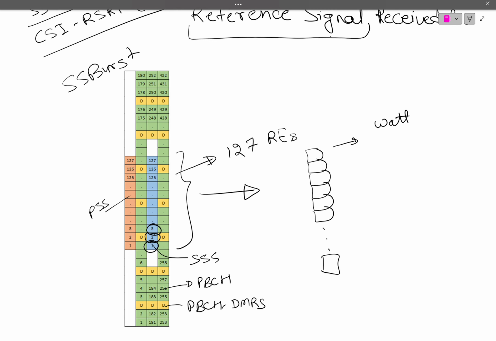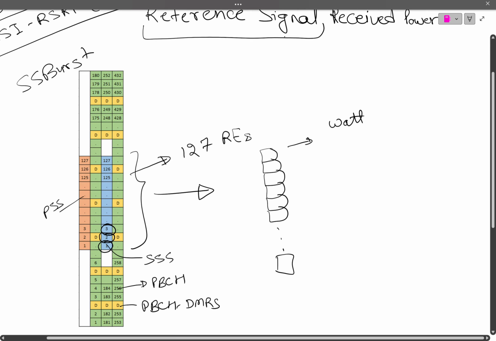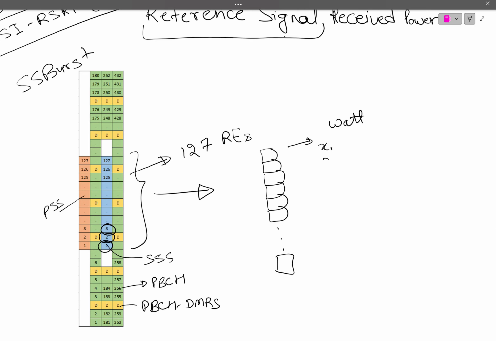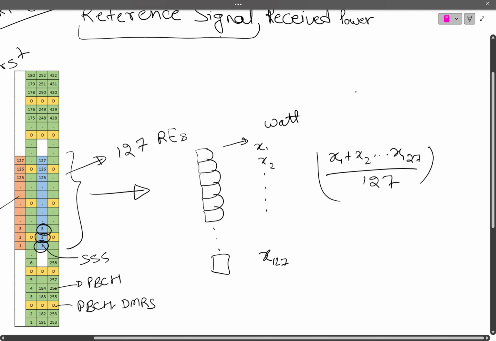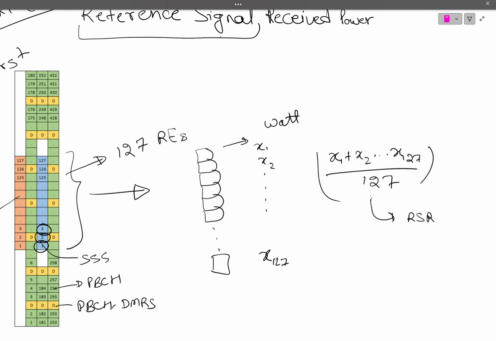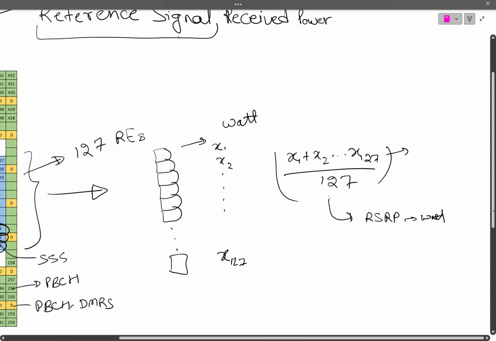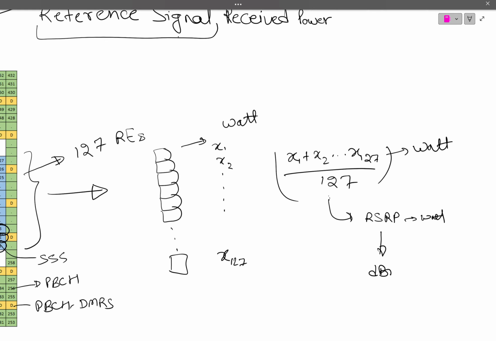Let's say the received powers are x1, x2, all the way to x127. So the powers are averaged: the sum x1 to x127 divided by 127. This becomes my RSRP in watts, where x1, x2, up to xn are in watts. We later convert this into dBm. So mostly the RSRP is displayed in dBm, but it's an average on a linear scale.